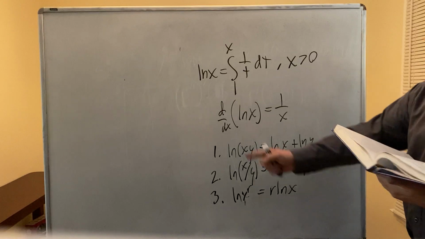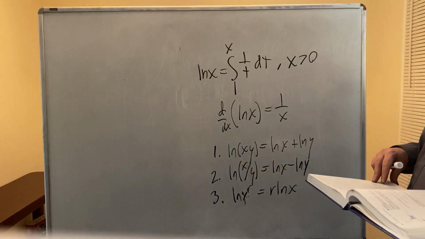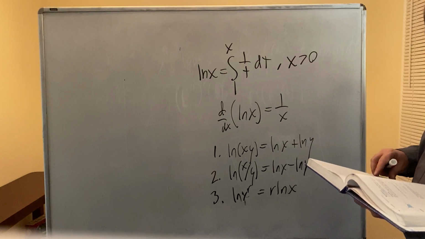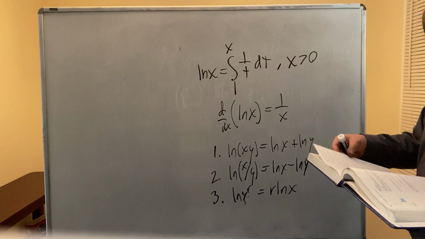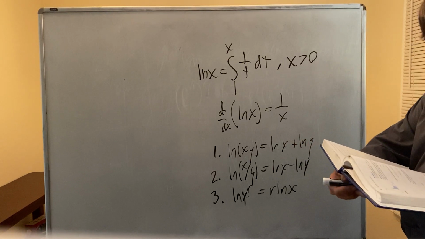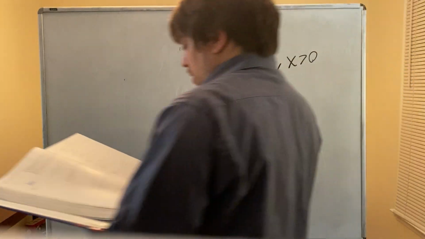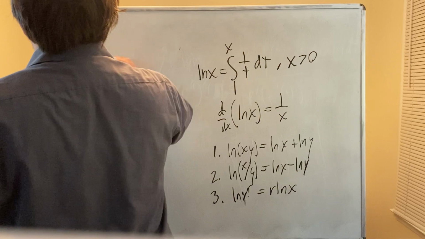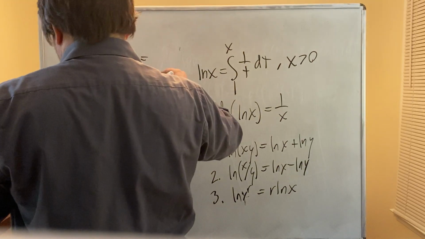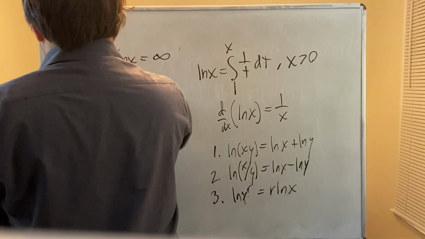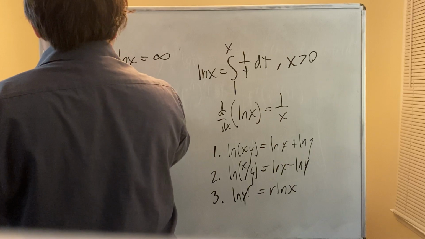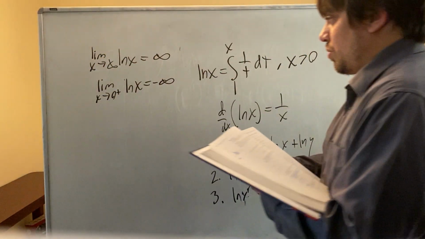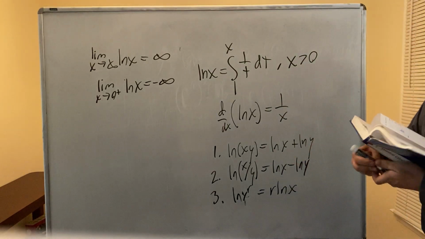Often in class I would label an equal sign with 1, 2, or 3 to denote which law of logarithms I used to justify that equality. The limit as x approaches infinity of ln x is equal to infinity, and the limit as x approaches 0 from the right of ln x is equal to negative infinity. Those are also important limits you should know.